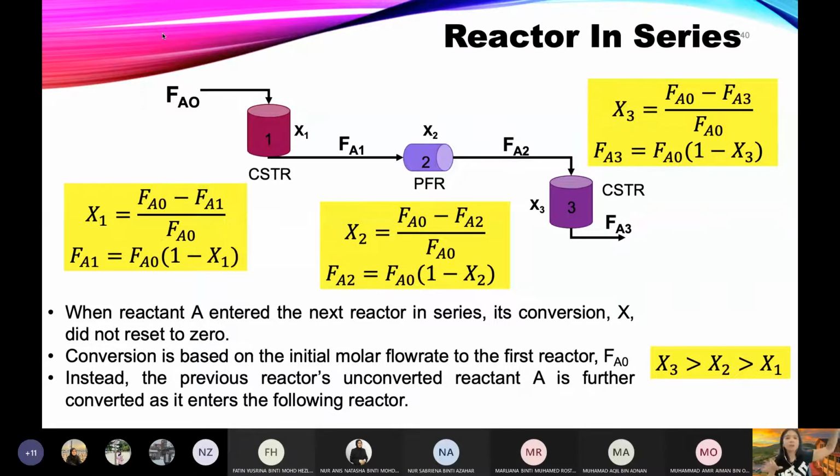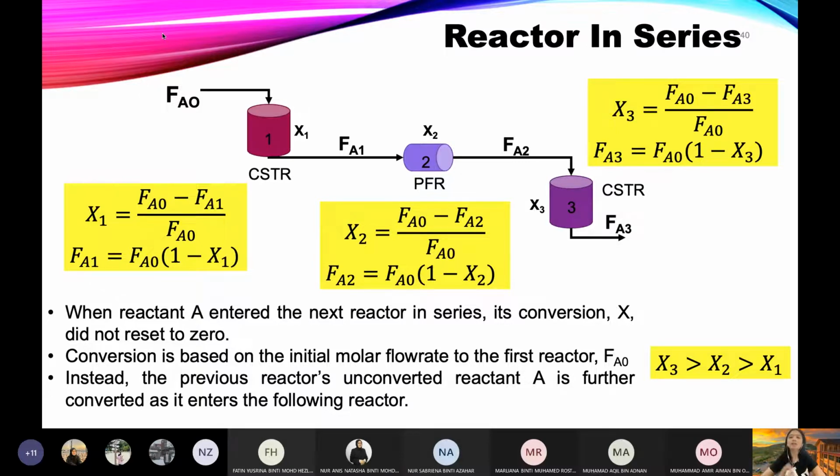So 100 mol per second that enters, minus the one that flowed out from the second reactor. So 100 minus 25 divided by 100, you get the conversion as 75%. So kamu perasan reaktor pertama convert 50%, reaktor kedua convert jadi 75%. So means dia meningkat daripada 50% menjadi 75%.